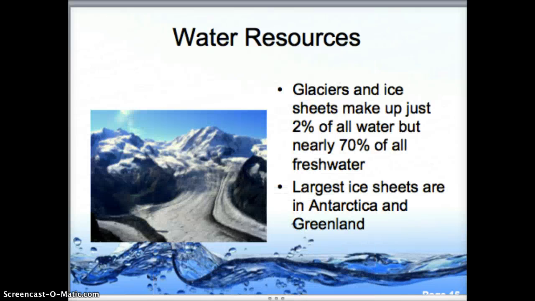As we mentioned earlier, one of the big places we have our water resources is in glaciers and ice sheets. Even though they make up just 2% of all water, they are nearly 70% of all fresh water. And the largest ice sheets on the earth are located in Antarctica and Greenland. It's often these ice sheets that are studied when scientists look at climate change. They use very high-tech methods to obtain ice cores and study the ice core data to look at the weather history and climate history for thousands of years.